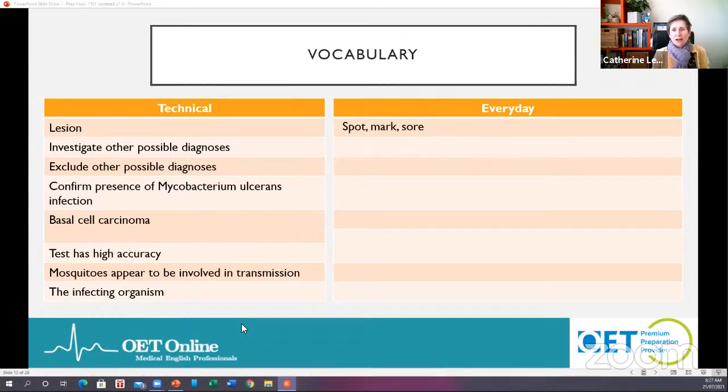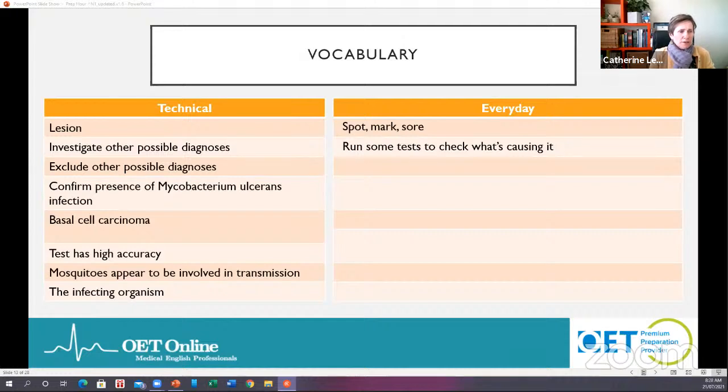Investigate other possible diagnoses. Again, sounds like you're writing to another healthcare professional with those words. So how could we use more everyday language? Well, words like run some tests to check what's causing it. That would be more appropriate there. I'll give you some time to think through these other things. Please feel free to send me a message and let me know what your other ideas are to put these into everyday words.